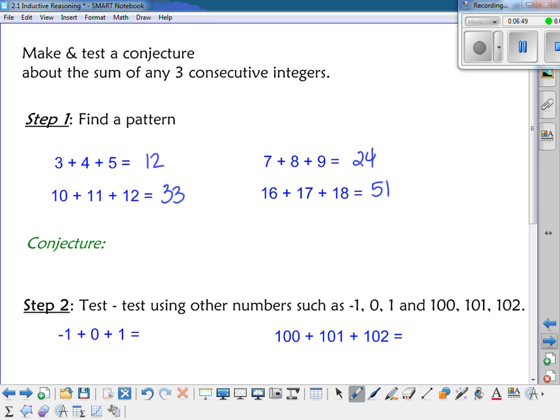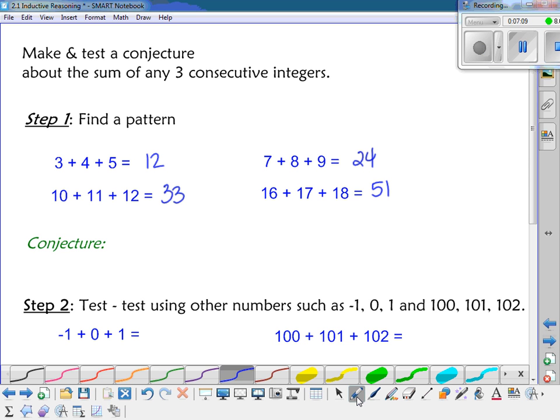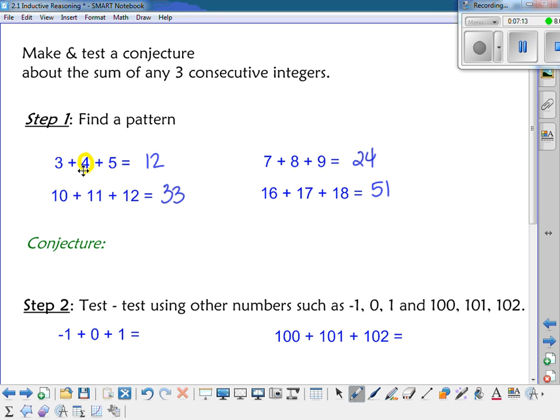So I want you to look at those numbers and see if you can see a pattern or a relationship between the answer and the numbers that are being added. So pause the video, take a minute to think about it, see if you can find the pattern. Pause it now. Okay, if you're getting stumped, I'll give you a hint. Let's look at that middle number. So now that I've highlighted the middle numbers, can you see the pattern?